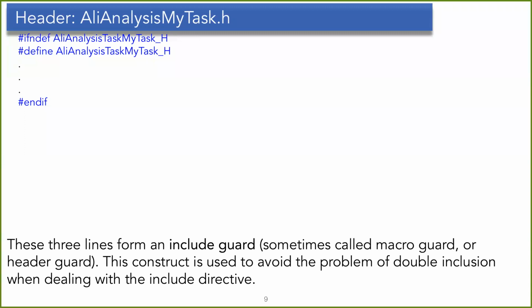For example, in between these lines, if you include some header file which you need in your analysis, then that header file will not be duplicated further in the analysis chain. And this duplication sometimes causes a problem in your analysis. To avoid that, we use this include guard.